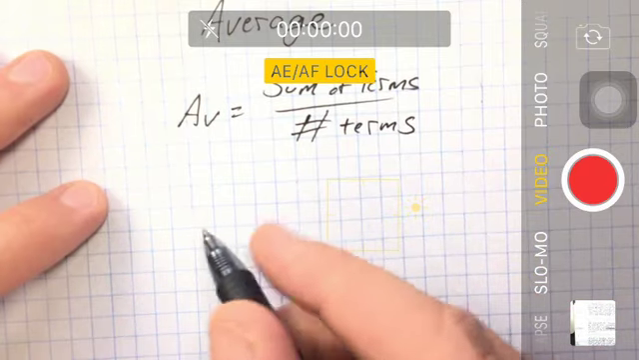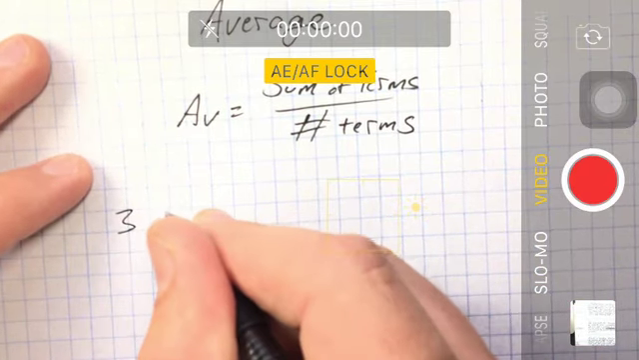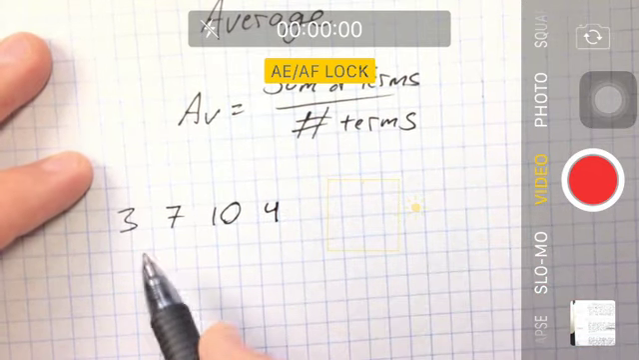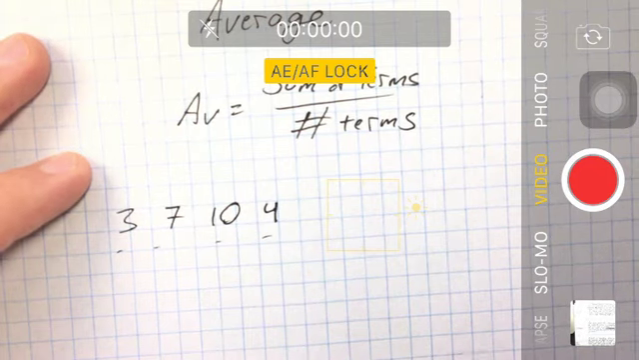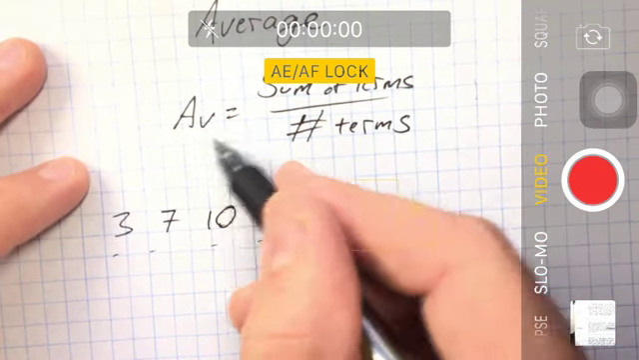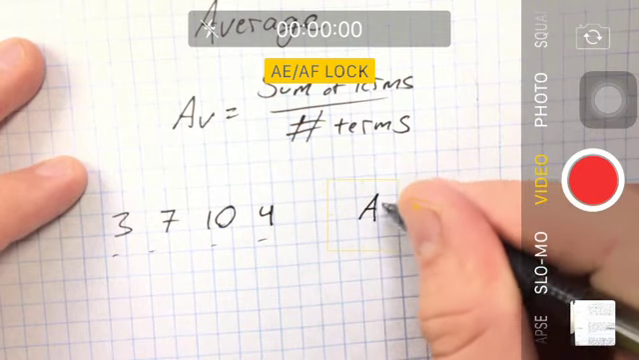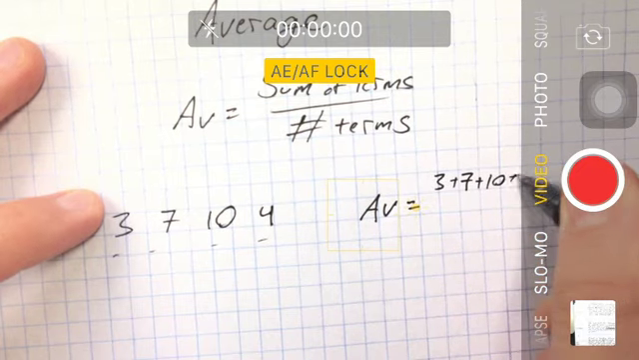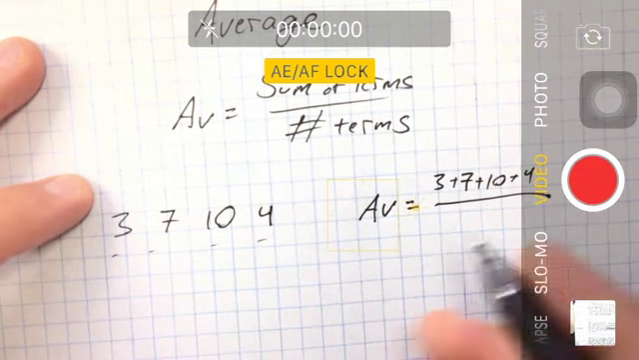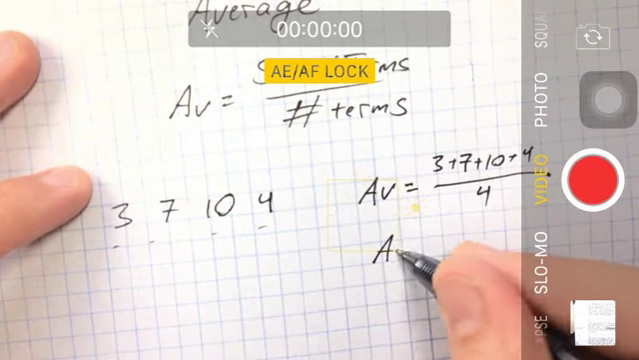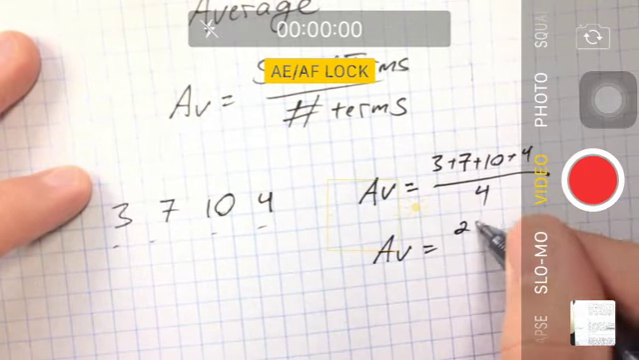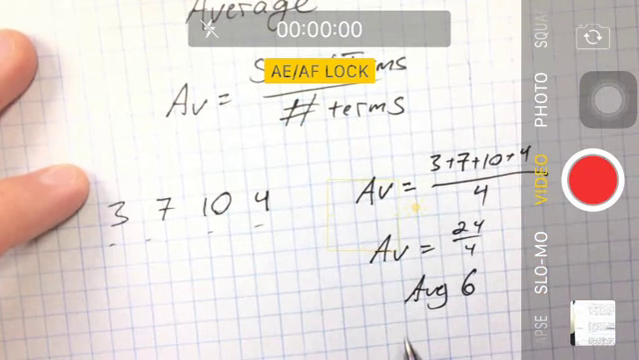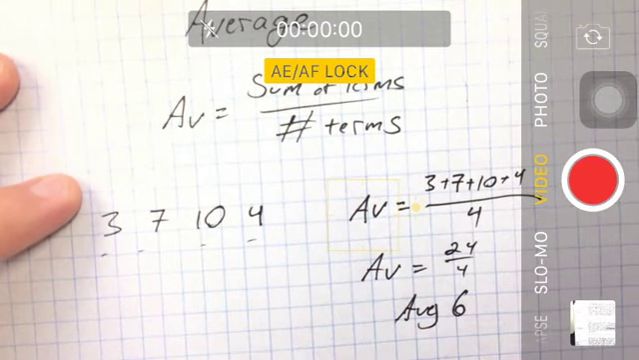Because a lot of times they'll just ask you to find an average. If it's like 3, 7, 10, and 4, let's say these are the results that you have on a test. What is the average of these results? Well, we need to find this average. Our sum of our terms is going to be this 3 plus this 7 plus this 10 plus this 4, and the number of terms we have is 1, 2, 3, 4. So the sum is 24, and our average is going to be 6, right? This is a very straightforward average problem.